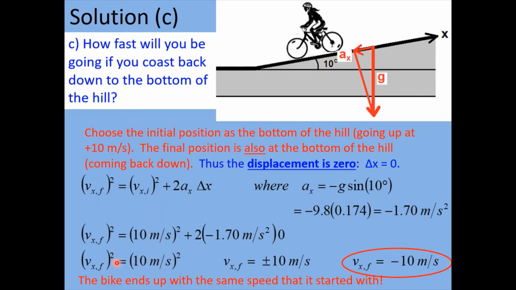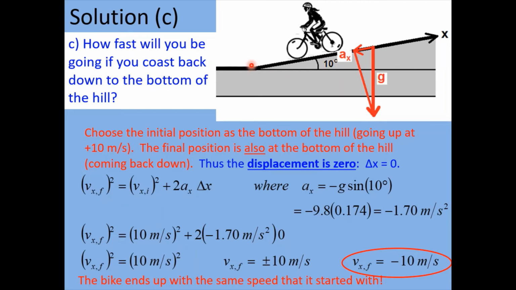Remember, whenever we take a square root, we always have a plus or minus in front of our answer because either one will work mathematically. However, from a physics perspective, we know that she's going back down the hill, so we choose the negative answer. Her velocity is going to be negative 10 meters per second because, remember, x is pointing up the hill. That's our positive direction, so her velocity is in the negative x direction.